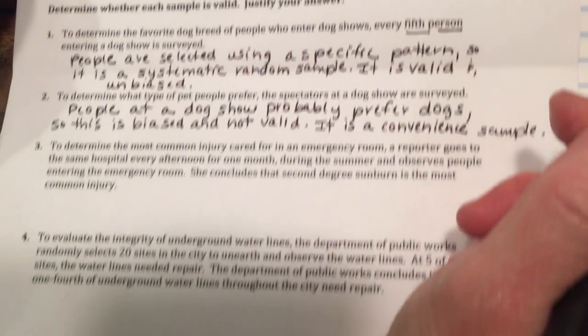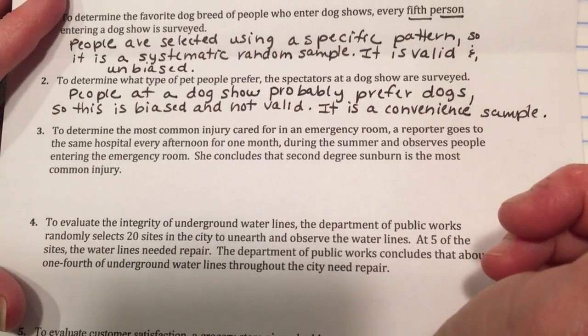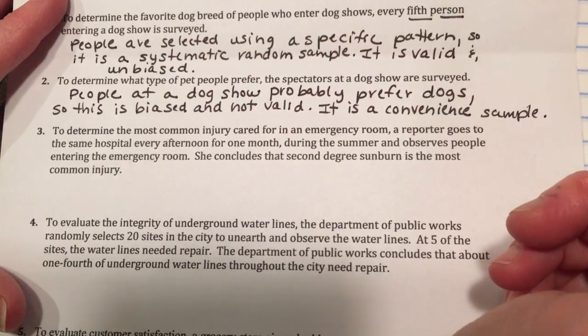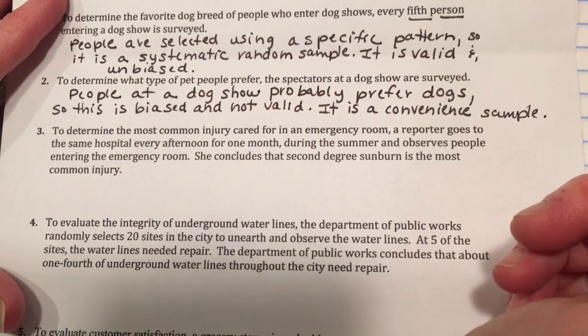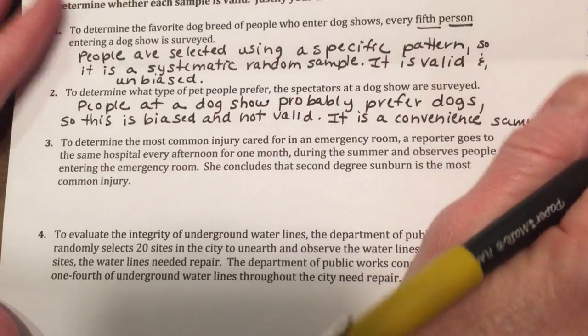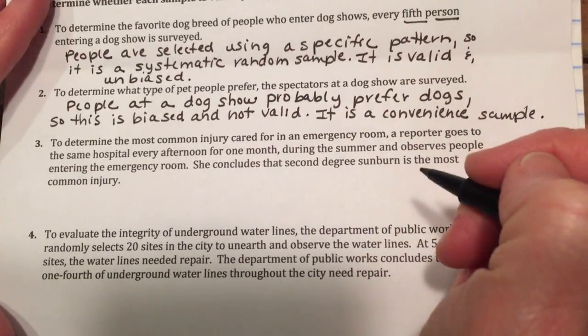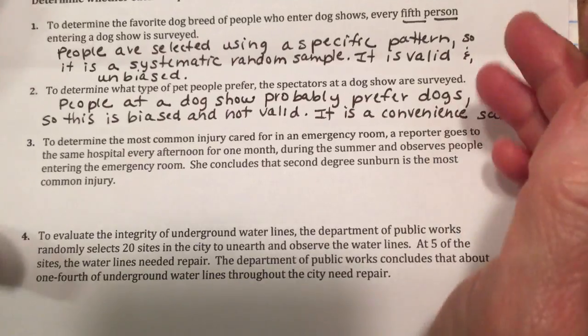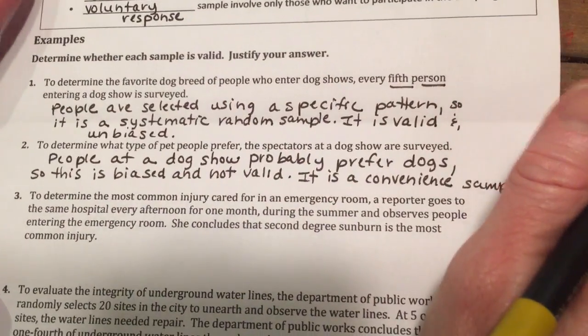Number 3 says to determine the most common injury cared for in an emergency room. A reporter goes to the same hospital every afternoon for 1 month during the summer and observes people entering the emergency room. She concludes that second-degree sunburn is the most common injury. All right. So there's some good things in the survey and some bad. Like she's going for an entire month, so that's going to give her a period of time where she's going to see a variety of injuries.